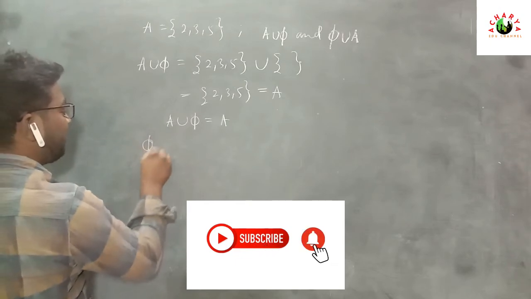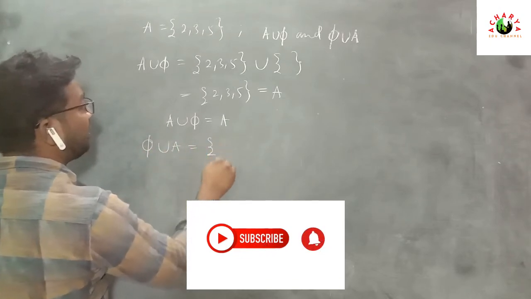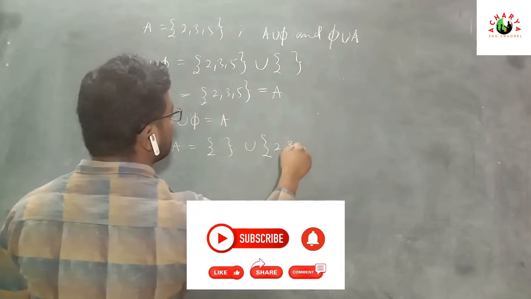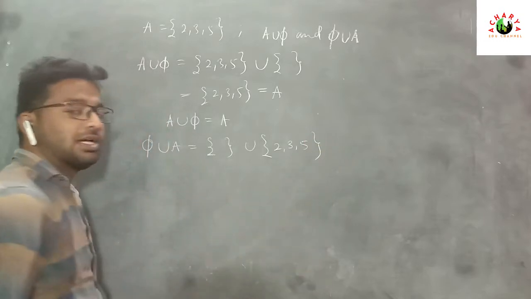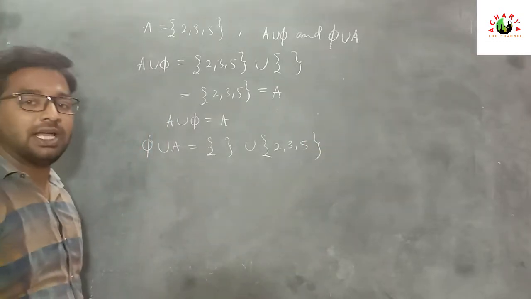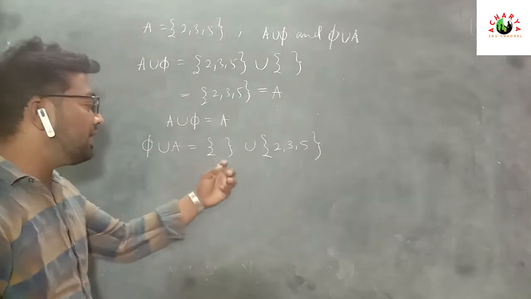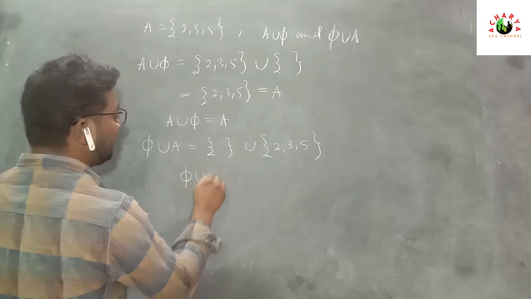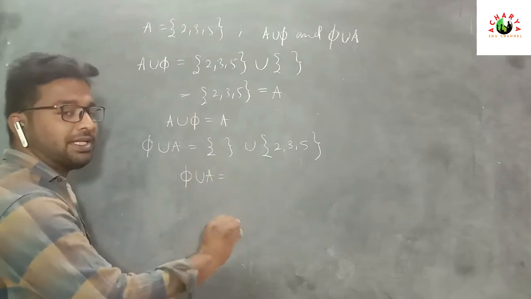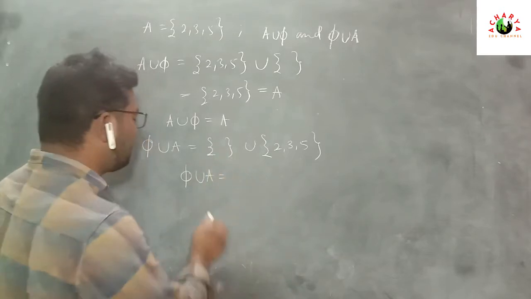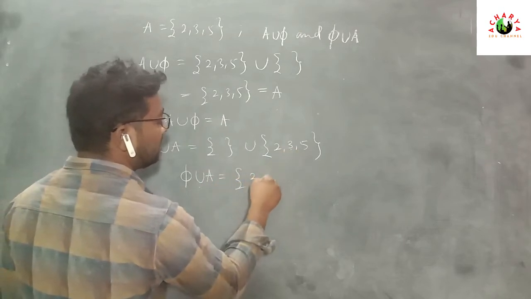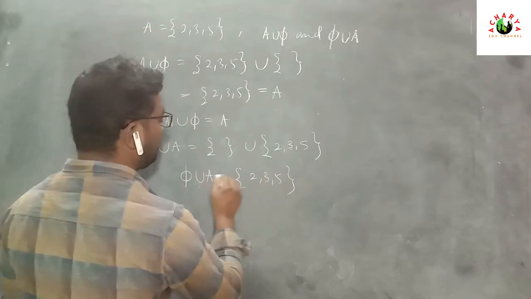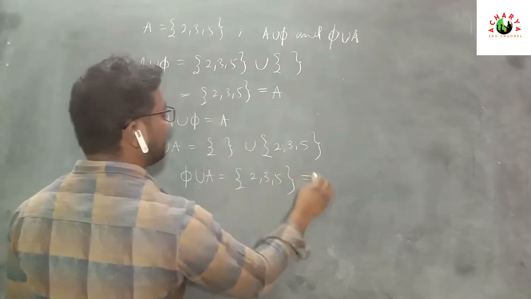The next one is phi union A. Once you find out phi union A, the elements of A set are 2, 3, 5. What is the union of the empty set and {2, 3, 5}? So we should combine the elements of two sets. In the empty set there are no elements. So the union is {2, 3, 5}. So phi union A is equal to what? {2, 3, 5}, which means A only.